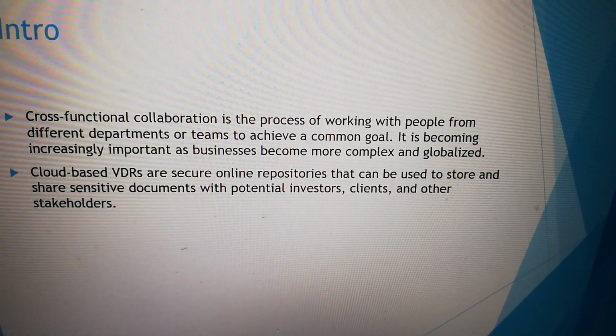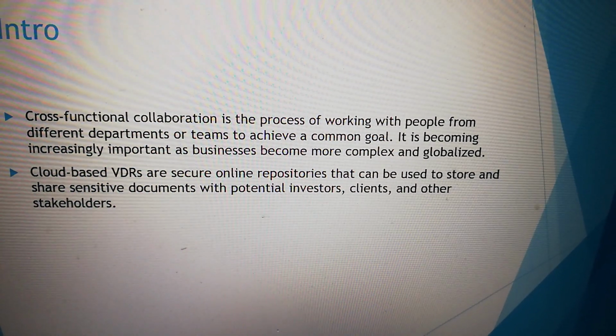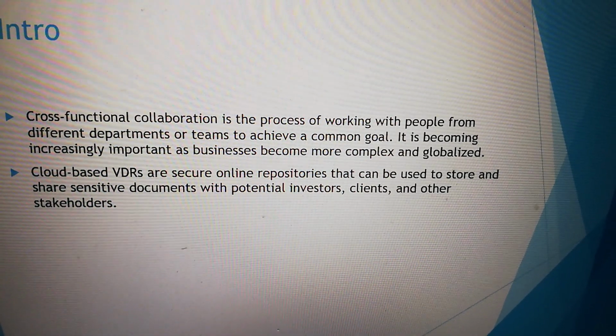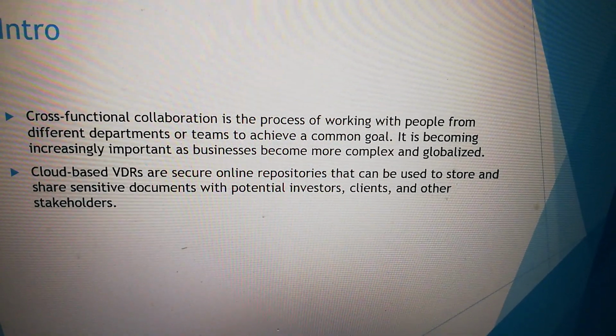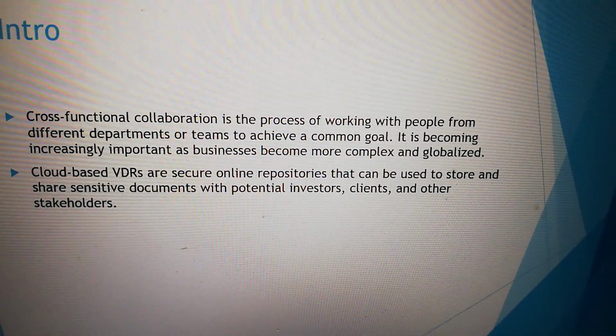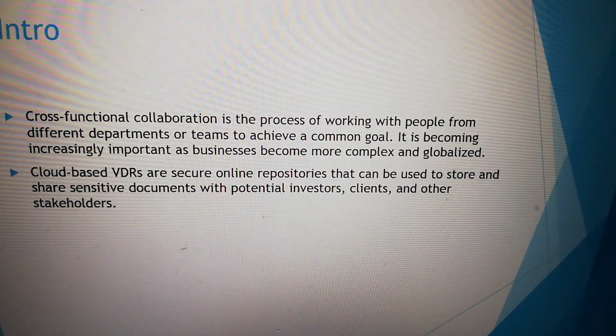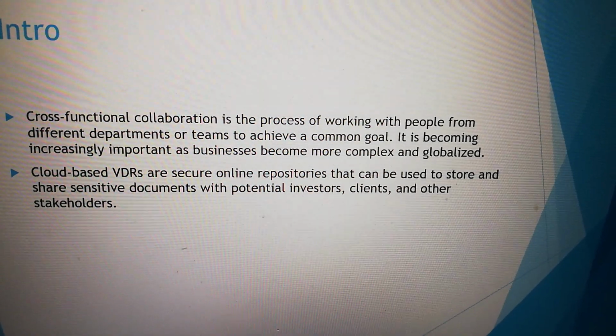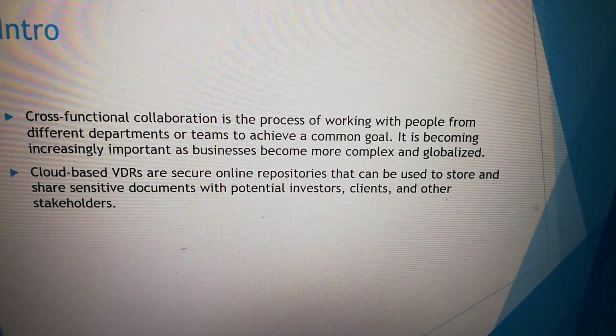It is becoming increasingly important as businesses become more complex and globalized. Cloud-based VDRs are secure online repositories that can be used to store and share sensitive documents with potential investors, clients, and other stakeholders.